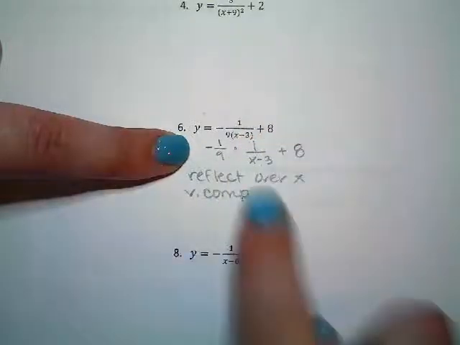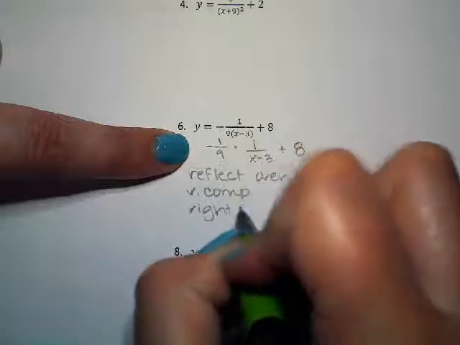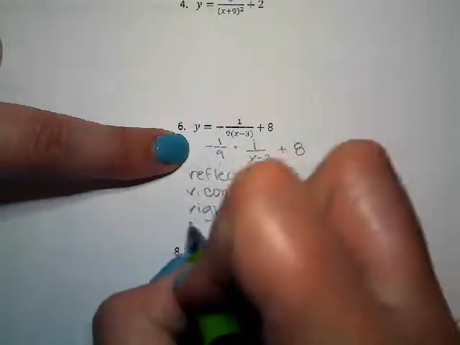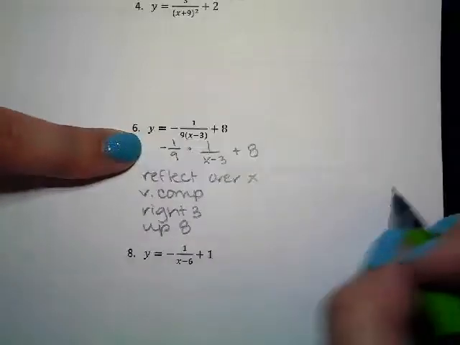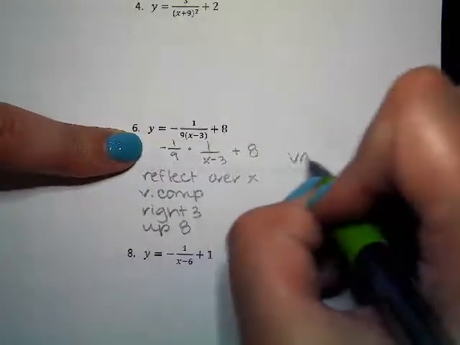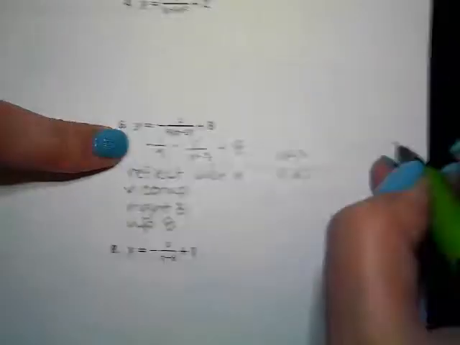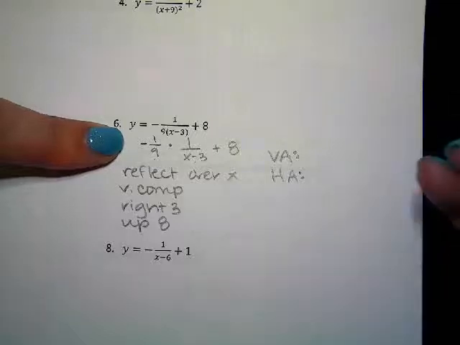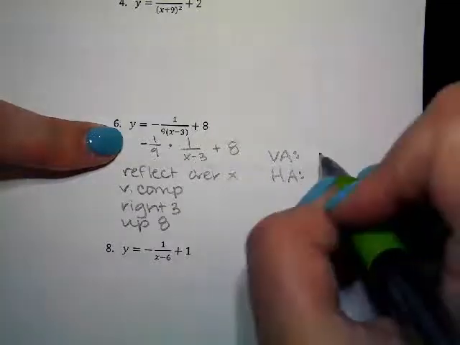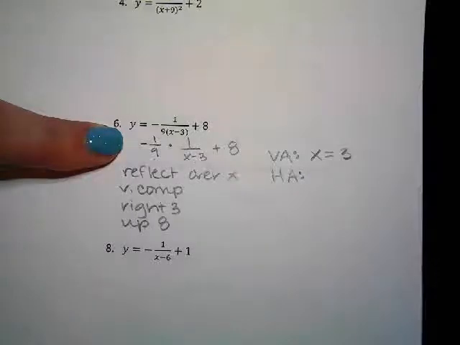and up 8. Now we're not finding a vertex, but we are finding a vertical asymptote and a horizontal asymptote. And the vertical asymptote is what? X equals 3. We're not just going to say 3, we're going to say x equals 3. And the horizontal asymptote is y equals 8. Very good.